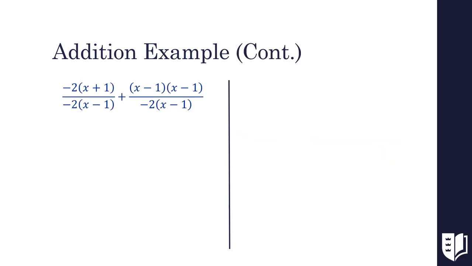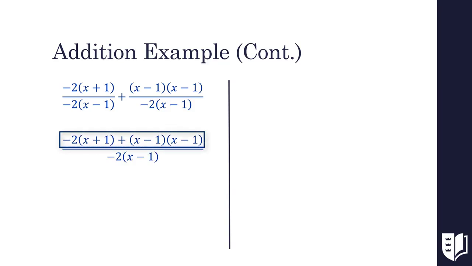This produces the fraction negative 2 times x plus 1 over negative 2 times x minus 1. This is added to the fraction x minus 1 times x minus 1 over negative 2 times x minus 1. Now that both fractions have the same denominator, we can add our numerators together over a single denominator to give us the quantity negative 2 times x plus 1 plus the quantity x minus 1 times x minus 1, all divided by negative 2 times x minus 1.